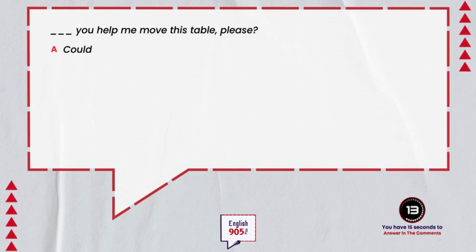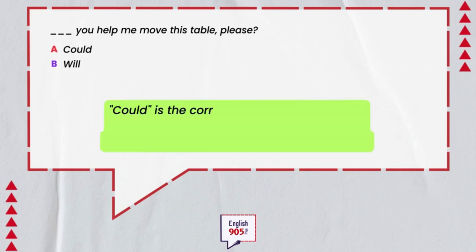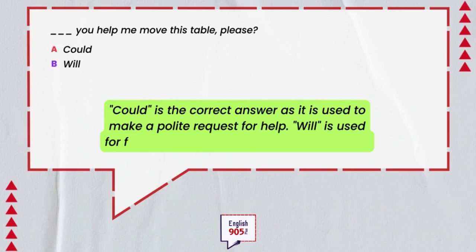A. Could you help me move this table, please? B. Will you help me move this table, please? Which one is correct? Answer in the comments below. Could is the correct answer as it is used to make a polite request for help. Will is used for future intentions, not for making requests.